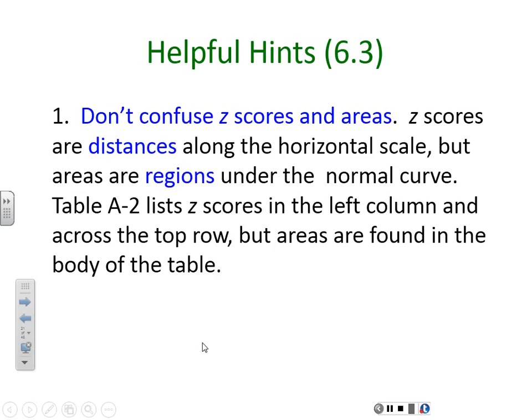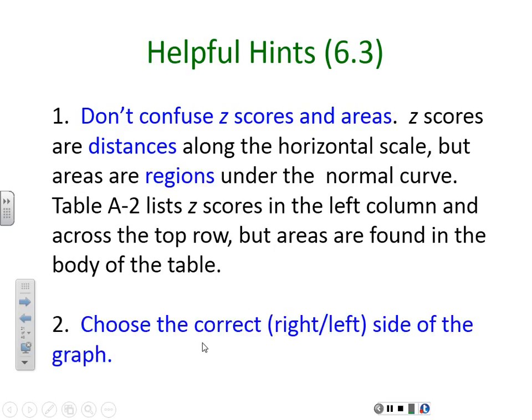So pay attention to each piece of information you're using. Be careful with that. Another thing to pay attention to is whether you're using the left or the right side of the graph. Are you working with something that is above the mean, or are you looking at something that's below the mean? Because that'll tell you if you're on the right side or the left side. If you know the areas, an area that's more than 50% or an area that's less than 50% tells you if you're on the left or the right side.